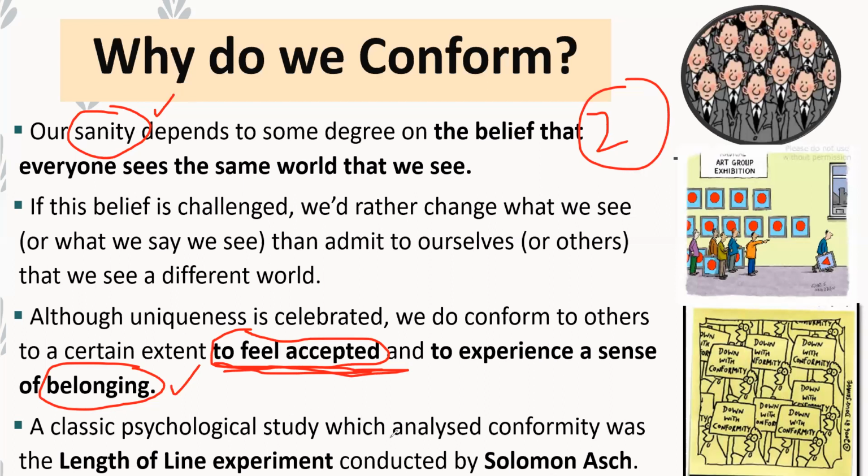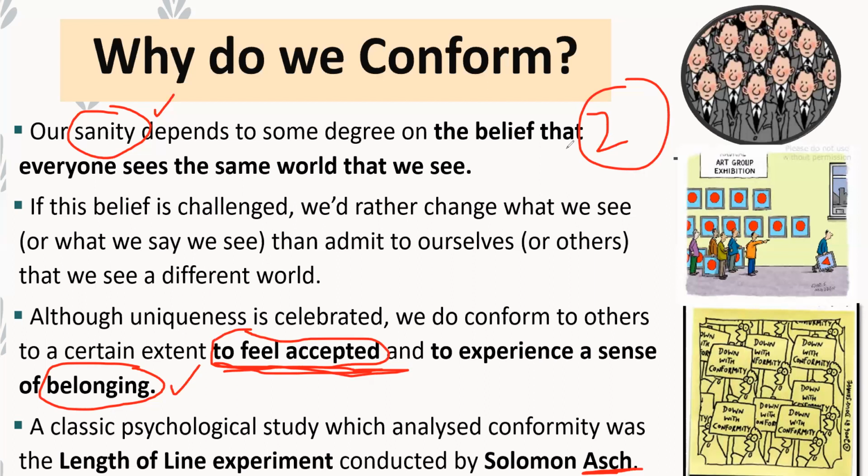So a classic psychological study which analyzed conformity, as I said before, was conducted by a psychologist named Asch. Okay, Solomon Asch, and it's called the length of line experiment. It's a very simple experiment, and we're going to watch two videos today about the experiment. We're going to watch the original study, so the original footage back from the 1950s or 1960s. They're the old one, and then we're going to watch a modern day remake of that study.